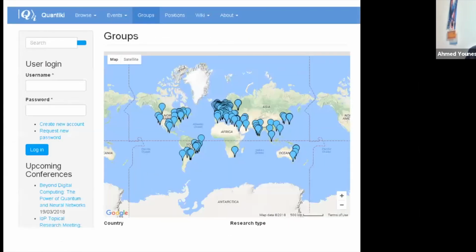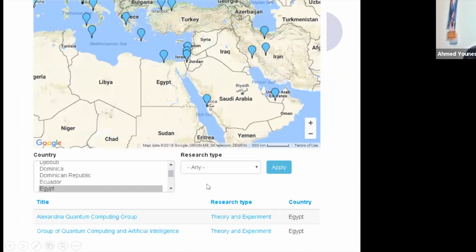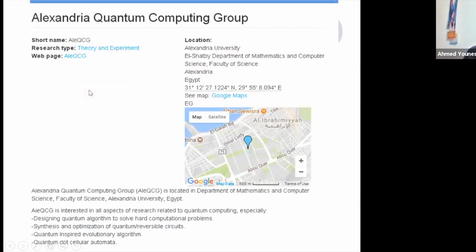Who we are: the Alexandria Quantum Computing Group. I'm really sorry that we don't have many groups in the region yet. We are maybe the only group in Egypt. We are trying to disseminate this information. We'd like to see many groups all over the world, not only in Egypt, not only in the Middle East. This is our address: we are in the Department of Mathematics and Computer Science, Faculty of Science, Alexandria University.